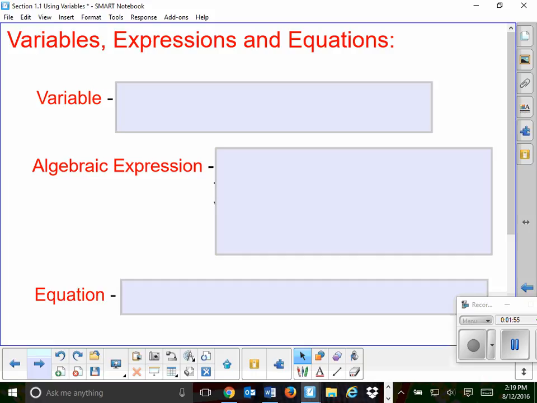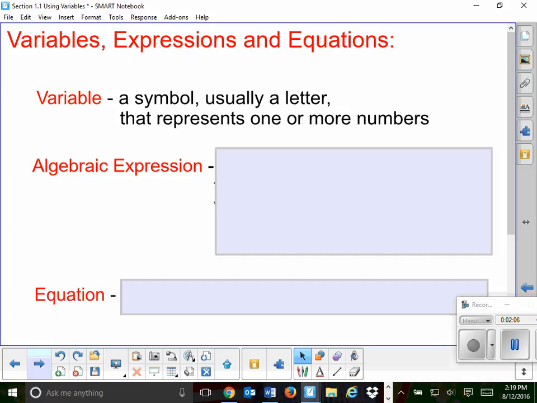All right. One of the reasons I like doing the flipped classroom is so that you will have the ability to pause it and write down definitions. So here are some definitions that I want you to know. One is variable. It's a symbol, usually a letter, that represents one or more numbers. X is most often used.